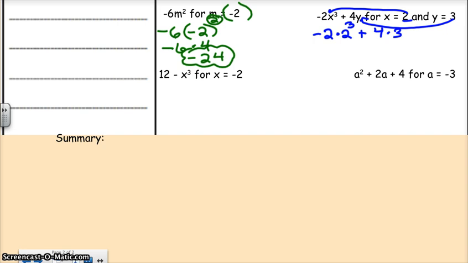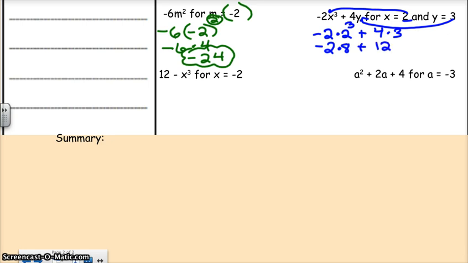Now notice how I isolated my multiplication with a dot, because anytime a number is sticking next to a letter, it means multiply. So I expand that out when I'm plugging in, just so I know. Order of ops, I do 2 cubed. 2 cubed is 2 times 2 is 4, times 2 is 8. So it's negative 2 times 8 plus 12.